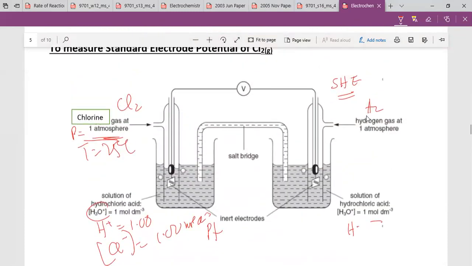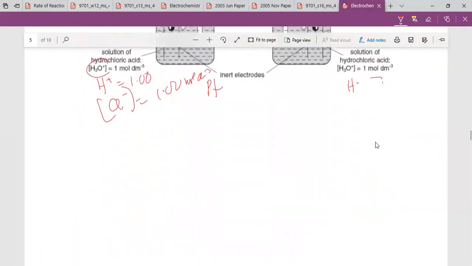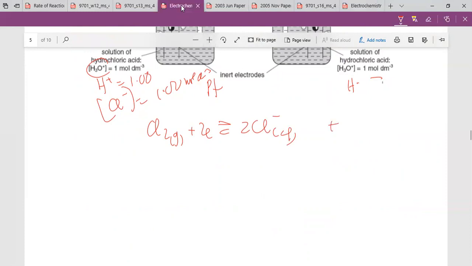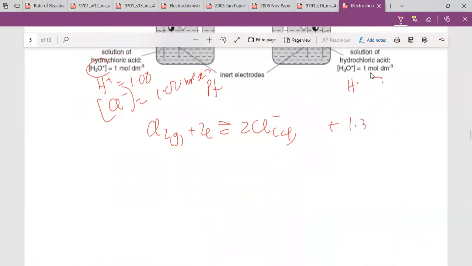So all you have is your data booklet, which is on here. Cl2 plus 2e minus gives 2Cl minus, since it's reduction, and the value is plus 1.36 volts. Cl2 here is just Cl2 gas, plus 2 electrons gives 2 Cl minus, E equals plus 1.36 volts. This is your standard electrode potential. This is your test electrode.